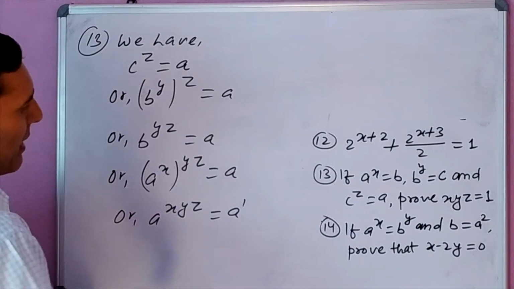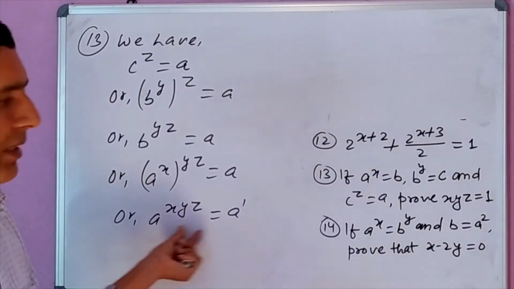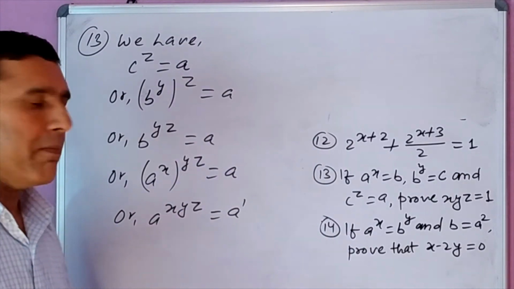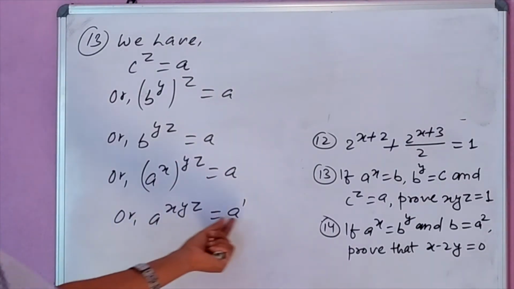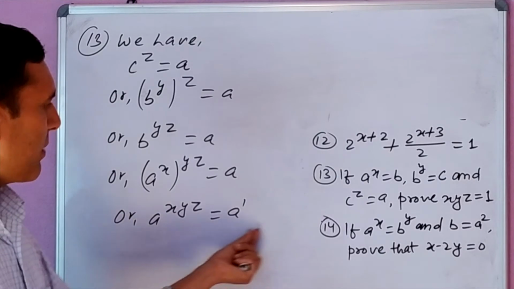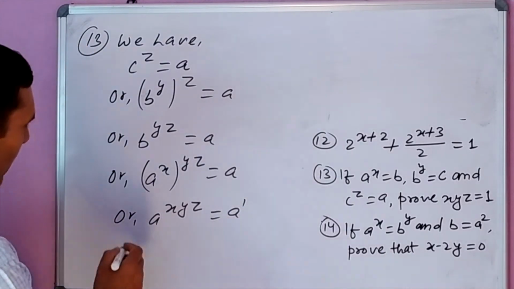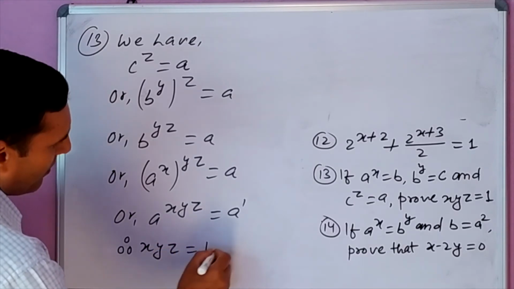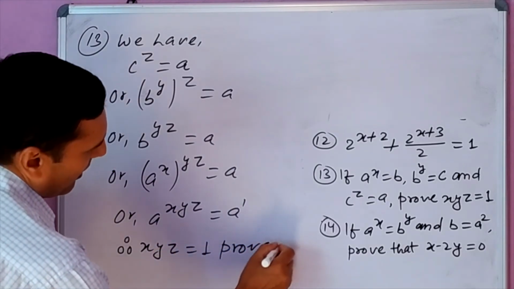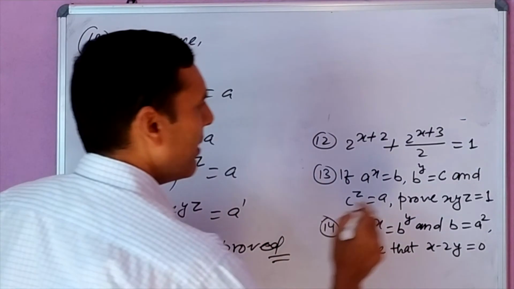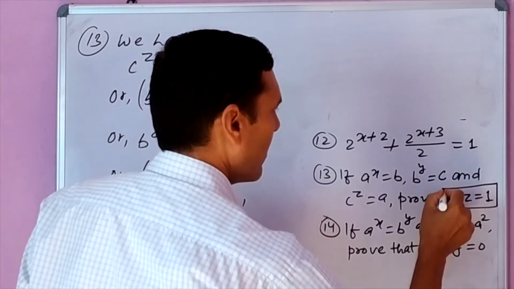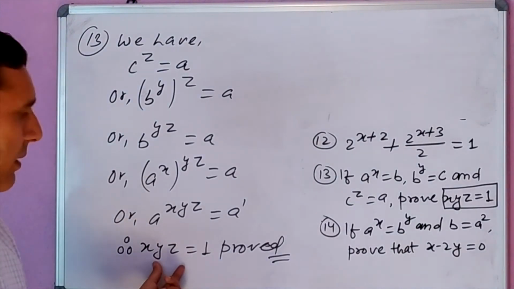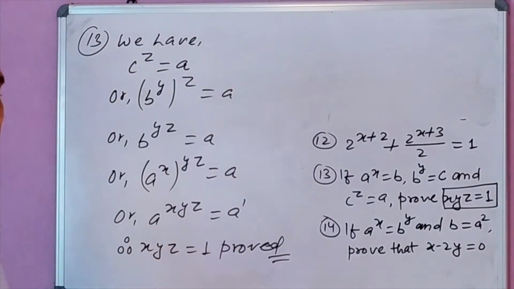So we have the same base here, left hand side and right hand side. You can see in the left hand side base is a, on the right hand side also base is a: a to the power xyz, a to the power 1. When we have the same base, powers can be equated. Therefore xyz is equal to 1. It is proved now. What we have to prove? xyz is equal to 1. We have to prove this in question number 13.